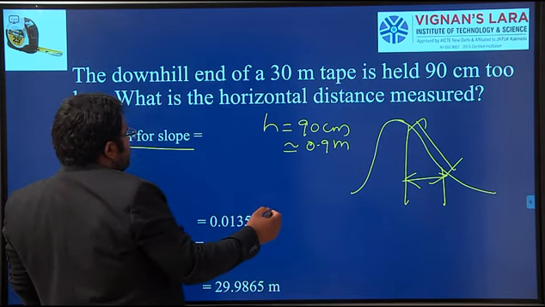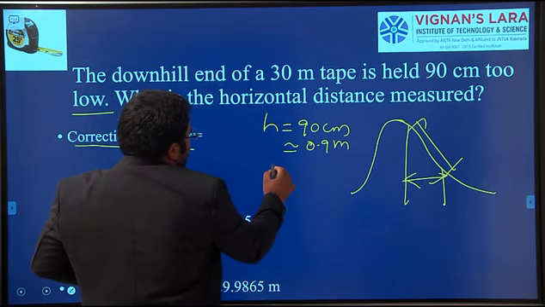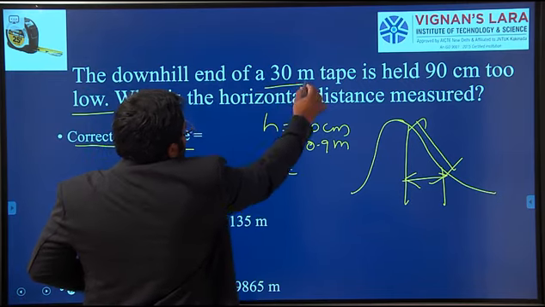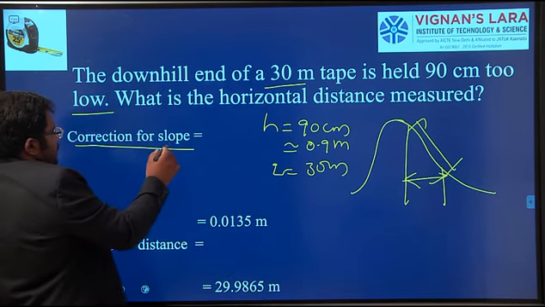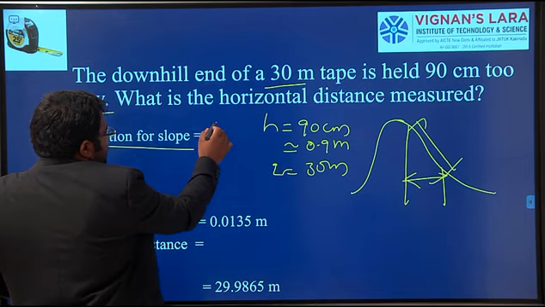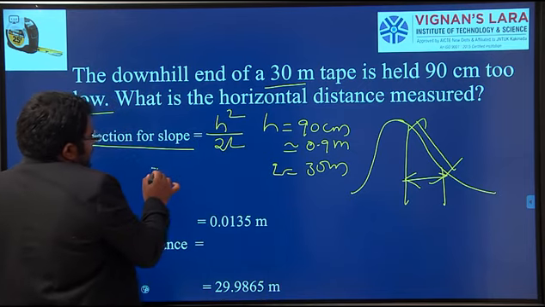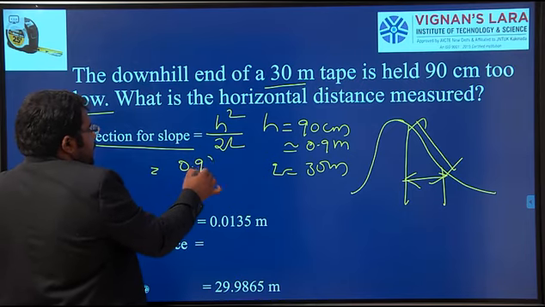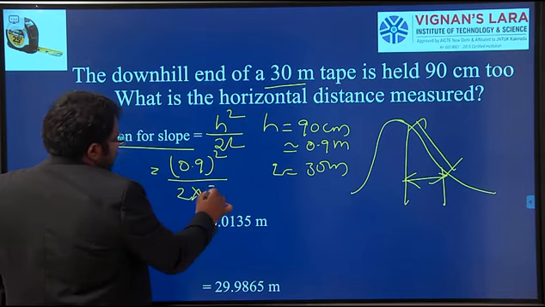So then what do we have to write? 2 into L, right? What is the L? Length of the chain, that is 30 meters. Now we can substitute here. So for this, the thing is h square by 2l. So what is the h value? 0.9 square divided by 2 into 30.